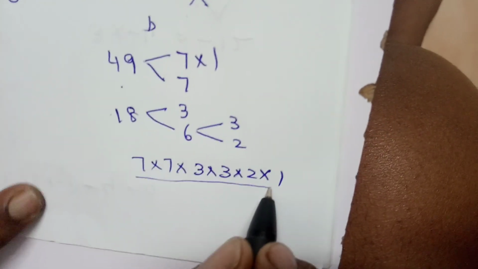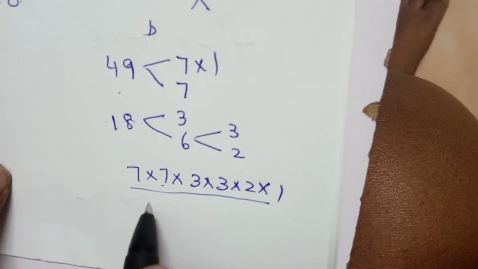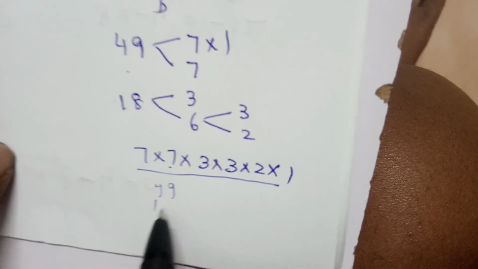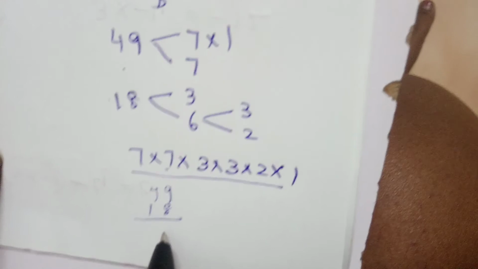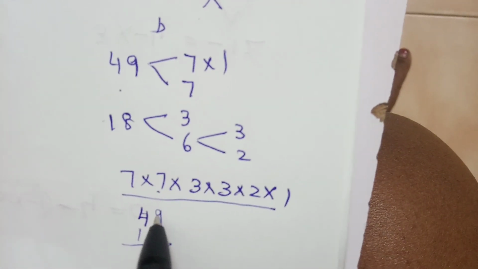Using these factors you should get minus 21. Now 7 sevens are 49. 49 minus 18 is how much? 31, isn't it? 49 minus 18.